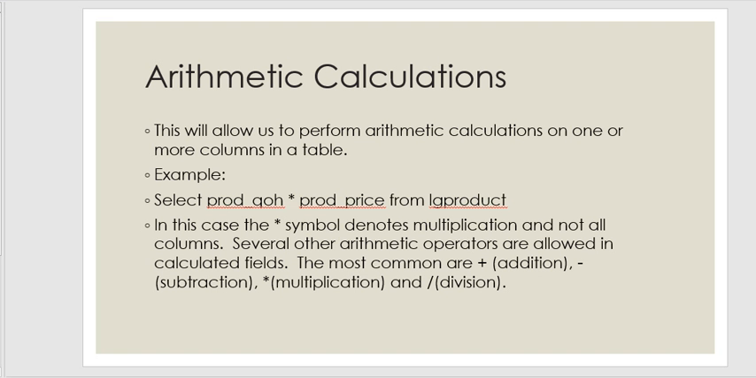The next thing we'll go over is arithmetic calculations. These are math calculations. This will allow you to perform them on one or more columns in the table. For example, I have prod QOH times prod price from LG product. In this case, this asterisk does not mean all columns, it's multiplication. And the most used ones are plus, minus, asterisk, and the slash, for addition, subtraction, multiplication, and division. And I'll show you the example.